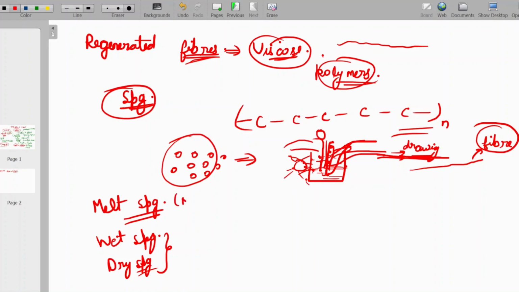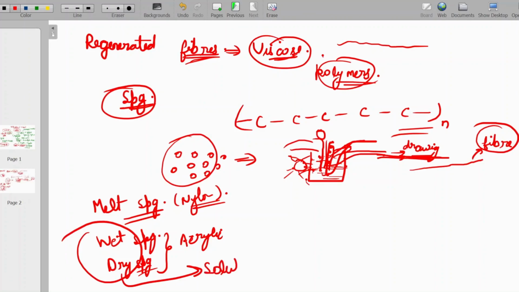Suppose nylon is made by melt spinning, and acrylics are made by what is known as solution spinning. These are all the solution spinning part. In this manner these are made. Which one is solution? Wet and dry, both are called solution spinning. Solution spinning is of two types: one is wet spinning, and the second one is dry spinning. Both are categorized under this concept only.